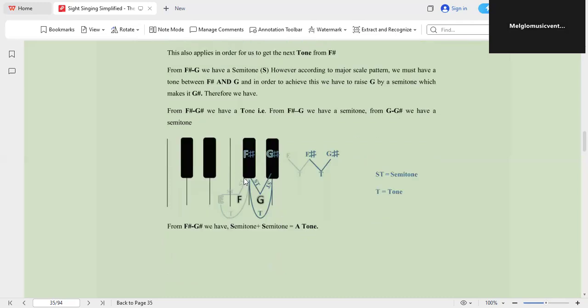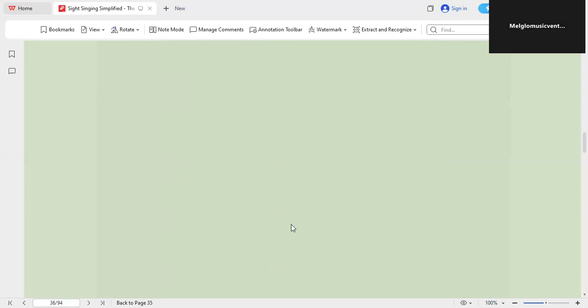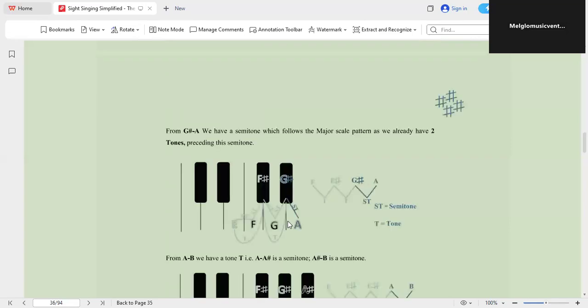Remember, from E to F sharp, a tone. From F sharp to G sharp, a tone. And what we need now, according to our major scale pattern, is a semitone. So from G sharp to A, we have the required semitone for our major scale. So now we have tone, tone, semitone. E to F sharp, tone; F sharp to G sharp, tone; and G sharp to A is a semitone.